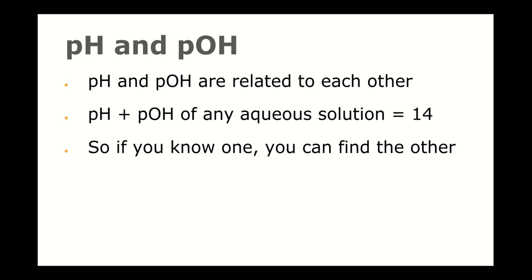So if you know one, you can find the other. On your assignment, you're going to have some H plus values given to you where you'll find the pH. You'll have some OH values where you'll find the pOH. And then maybe I give you an H plus value and ask for the pOH. So you've got to find the pH first and then subtract from 14 to get the pOH, and vice versa. I hope I said that right. We'll see how that goes.